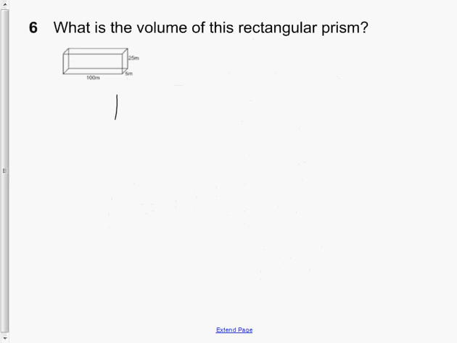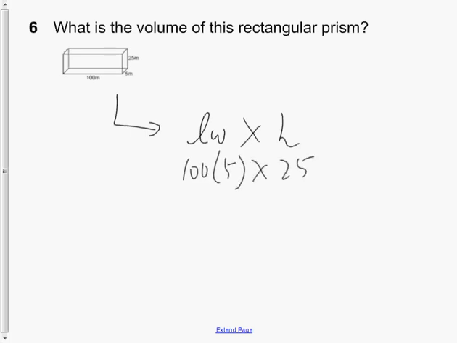Question 6, what's the volume of this? Same formula, area of the base, which will be a rectangle, multiplied by the height of the prism. It'll be 100 multiplied by 5, multiplied by the height, which is 25. This will be 500 multiplied by 25, which will be 125 plus 2 zeros. So 12,500 cubic meters. Or, if I was to put 3 more zeros on there, 12,500,000 liters. If that was a container, a lot of liters.